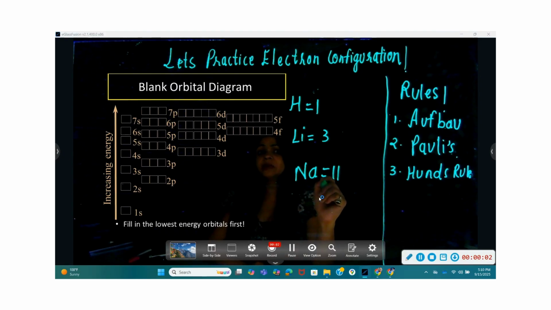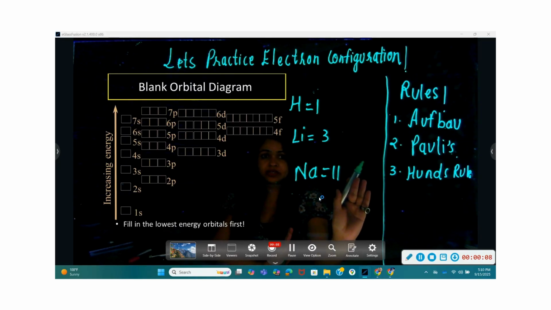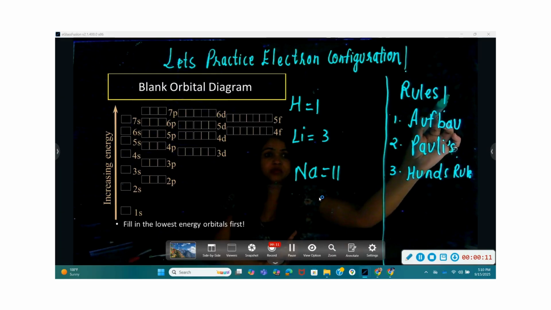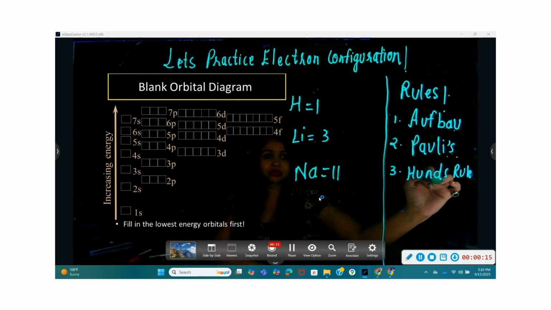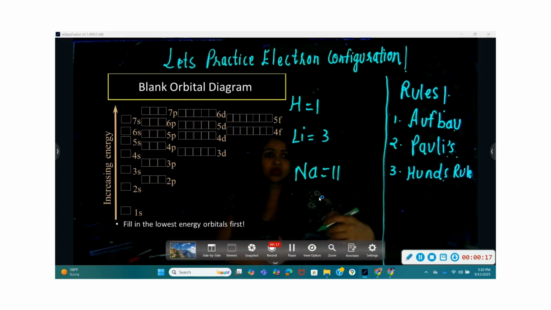Let's practice a couple of examples to do electron configuration. So we are going to start with the rules of electron configuration. There are 3 rules we need to follow, proposed by Aufbau, Pauli and Hund's rules. As we practice, we'll be applying all these rules.